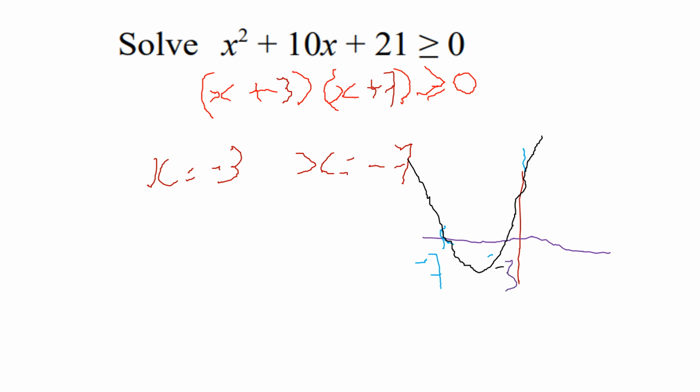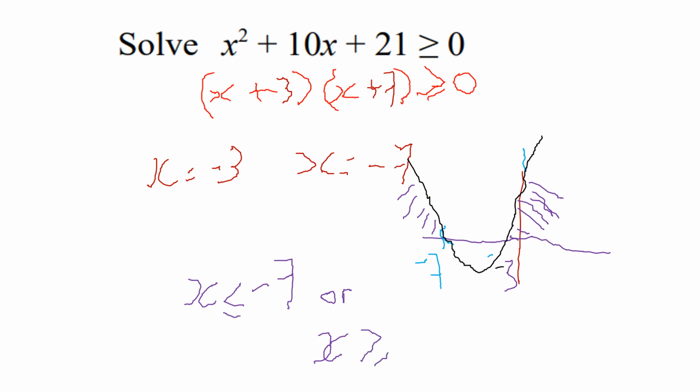So when is the graph above the x-axis? Well, it's above it in this region here. So it's above it when x is smaller than -7, and it's above it when x is larger than -3. So my solution to the quadratic inequality will be when x is smaller than or equal to -7, or when x is greater than or equal to -3.